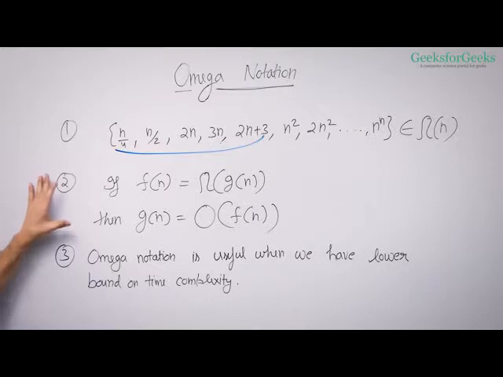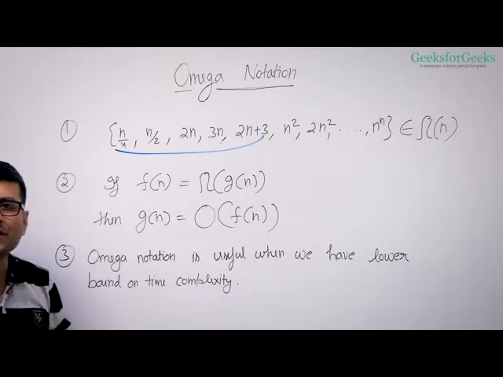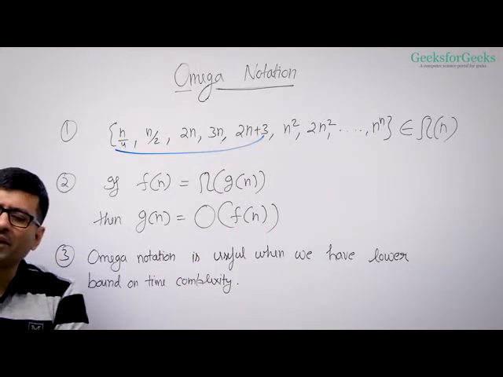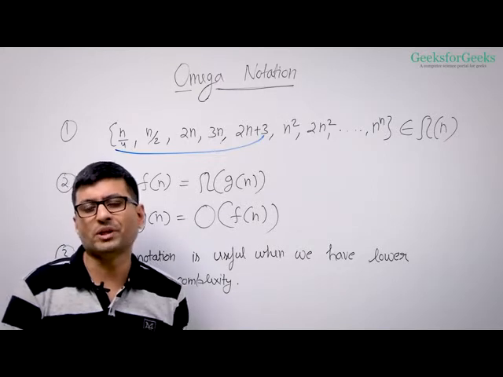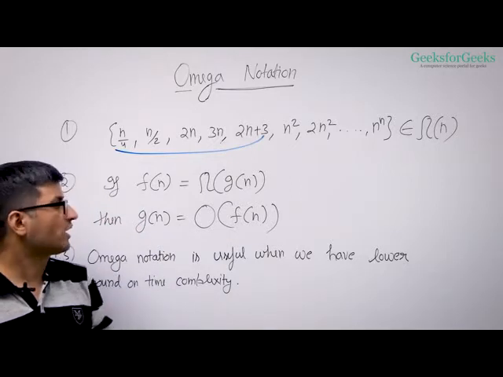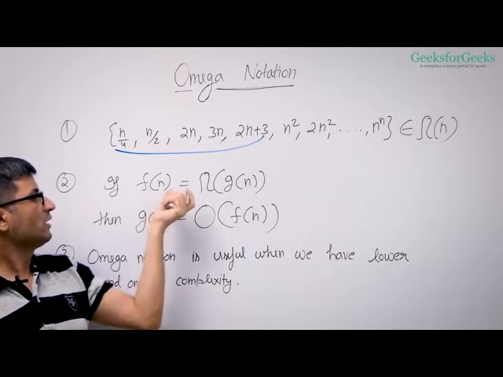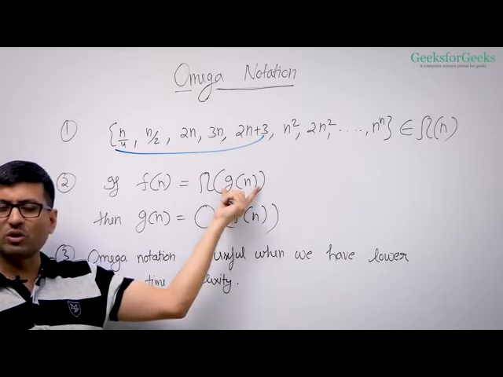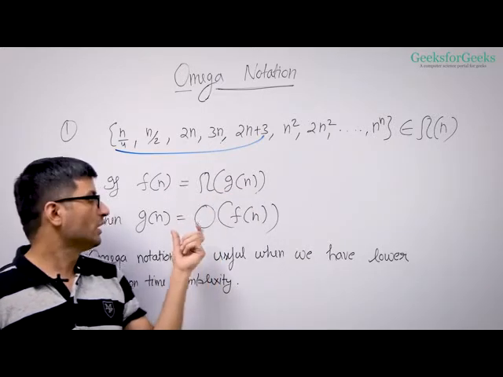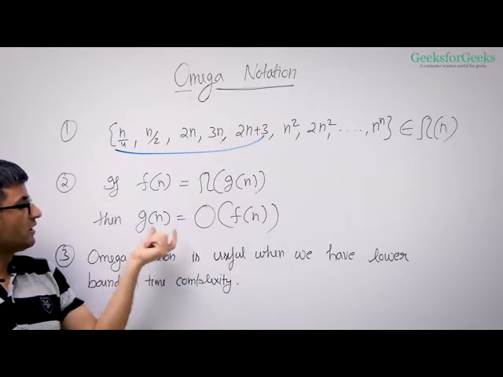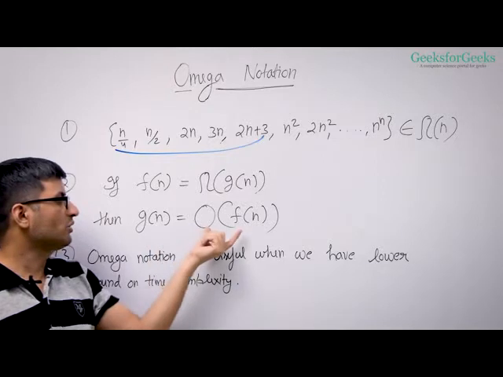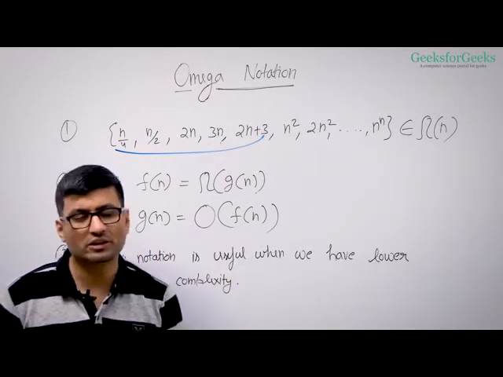Now, one more interesting fact: if f(n) is equal to omega of g(n), then we can say g(n) is equal to big O of f(n). We just saw the mathematical definition of omega, and we saw in the previous video the mathematical definition of big O, and they are just opposite of each other, right? So what it means is, g(n) has lower or equal order of growth than f(n) when you say f(n) is equal to omega of g(n), and here too, g(n) has lower or equal order of growth than f(n) when you say g(n) equals big O of f(n). They are both the same thing, right?